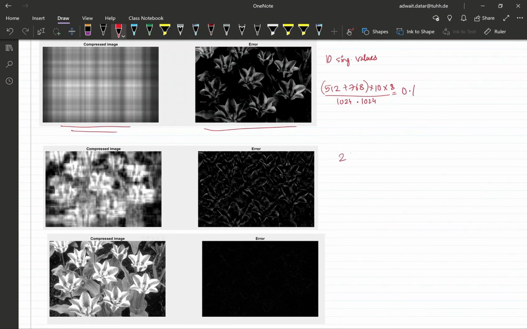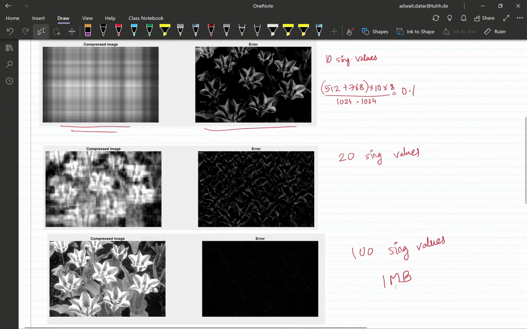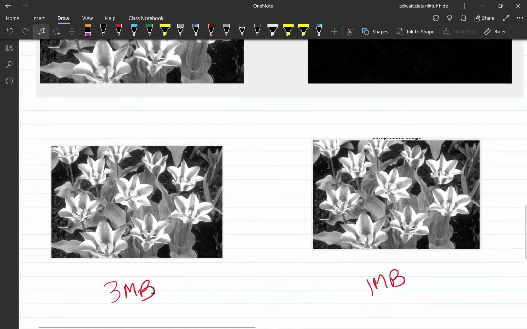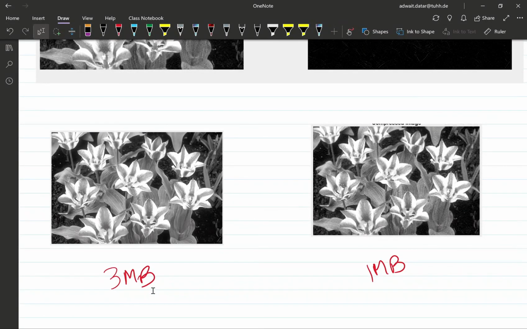If we reconstruct the image by considering 20 singular values, we get something which already starts looking somewhat like the actual image. If we consider 100 singular values, which is still 1 MB, we get this image, which now looks reasonably close to the image that we wanted to transmit. So what we've done is converted a 3 megabyte image and reconstructed it by storing or transmitting 1 megabyte of data. Yeah, so that's it for this problem. Thanks a lot.